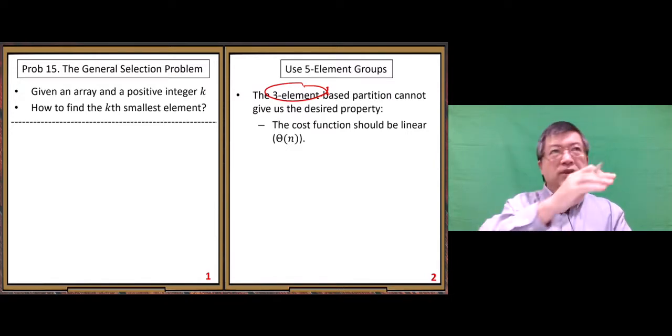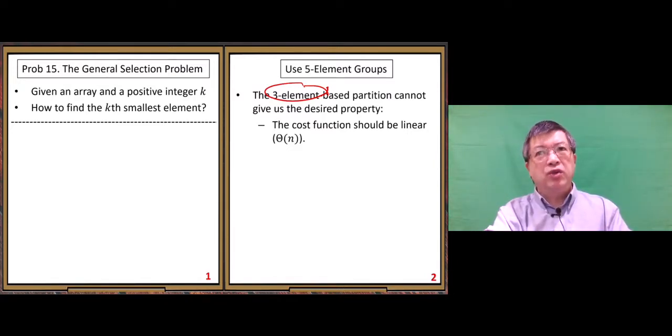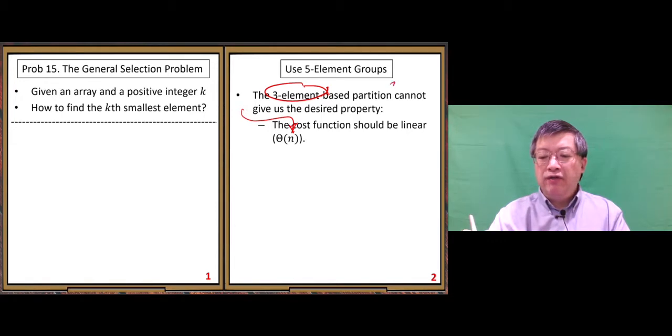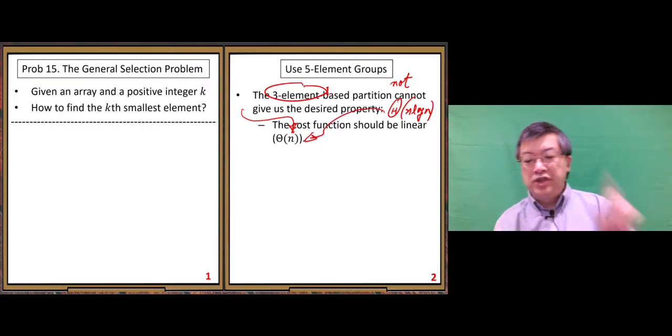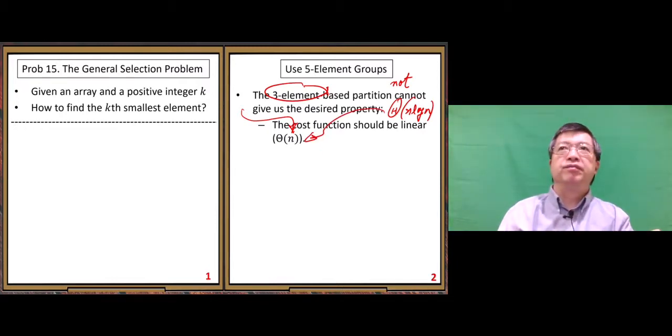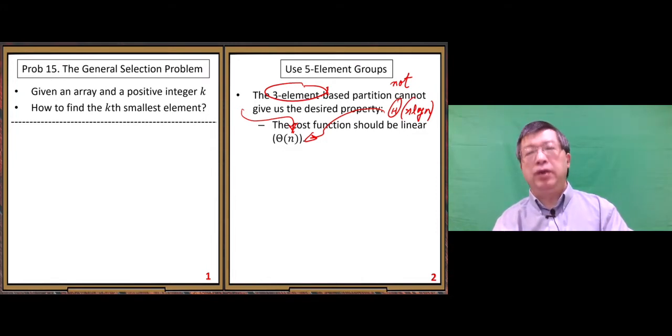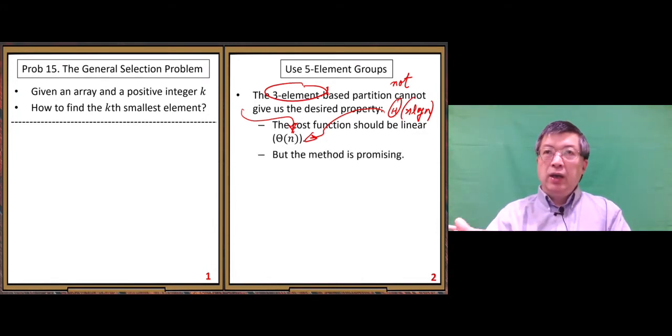And our goal, the cost function target, should be big theta of n, not big theta of n log n. Currently, we have n log n. Still, you can see we are one step away from the goal, but it is a significant step. So we need to do some important improvement. But the method is pretty promising.